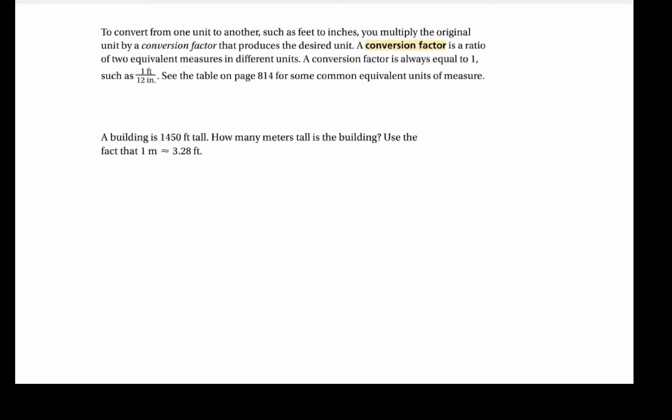We've got a problem here. A building is 1,450 feet tall. How many meters tall is the building? We're going to use the fact that 1 meter is approximately 3.28 feet. Right there, they give us the conversion factor. 1 meter per 3.28 feet. We have a building that is 1,450 feet tall, and we want to know how many meters is that.